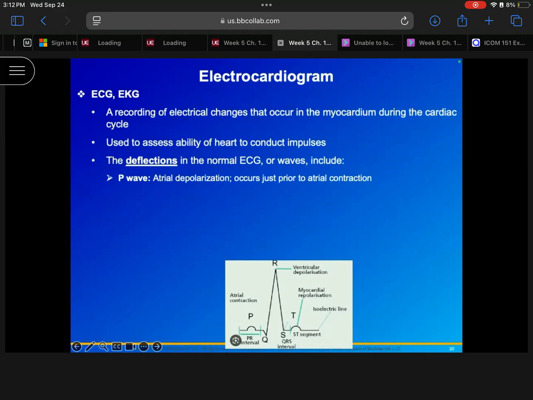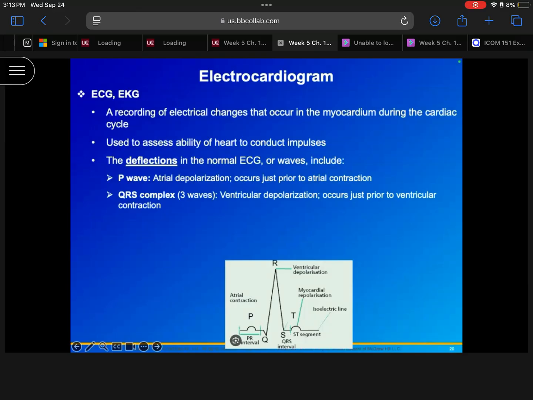So the P wave is going to be for atrial depolarization, and this is going to occur right before the atria actually contract. And if you think about it, talk about action potentials: you have depolarization right before the action potential occurs and you send the signal. So this is atrial depolarization right prior to atrial contraction. That is going to be your P wave. All right.